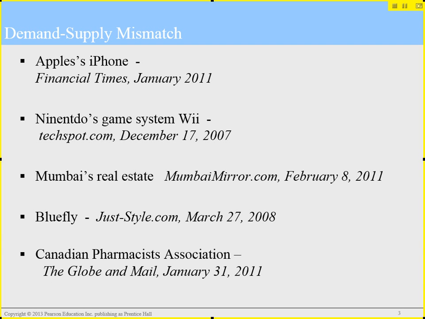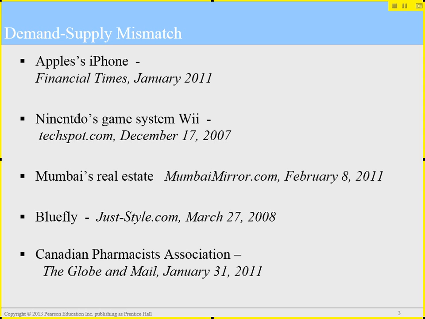So why is having the right amount of inventory so important? I've got some examples here from Apple's iPhone. It broke sales records when it sold 1.7 million units on the release day. Yet people were lining up to buy the gadget a week later. It's estimated that Apple could have sold up to 2 or 2.5 million more iPhones if they could have produced more units. Okay. During 2007, Nintendo's game system Wii was hard to get due to supply shortages. Analysts estimate that the company was leaving close to 1.3 billion on the table in unmet demand. Okay. That comes from TechSpot.